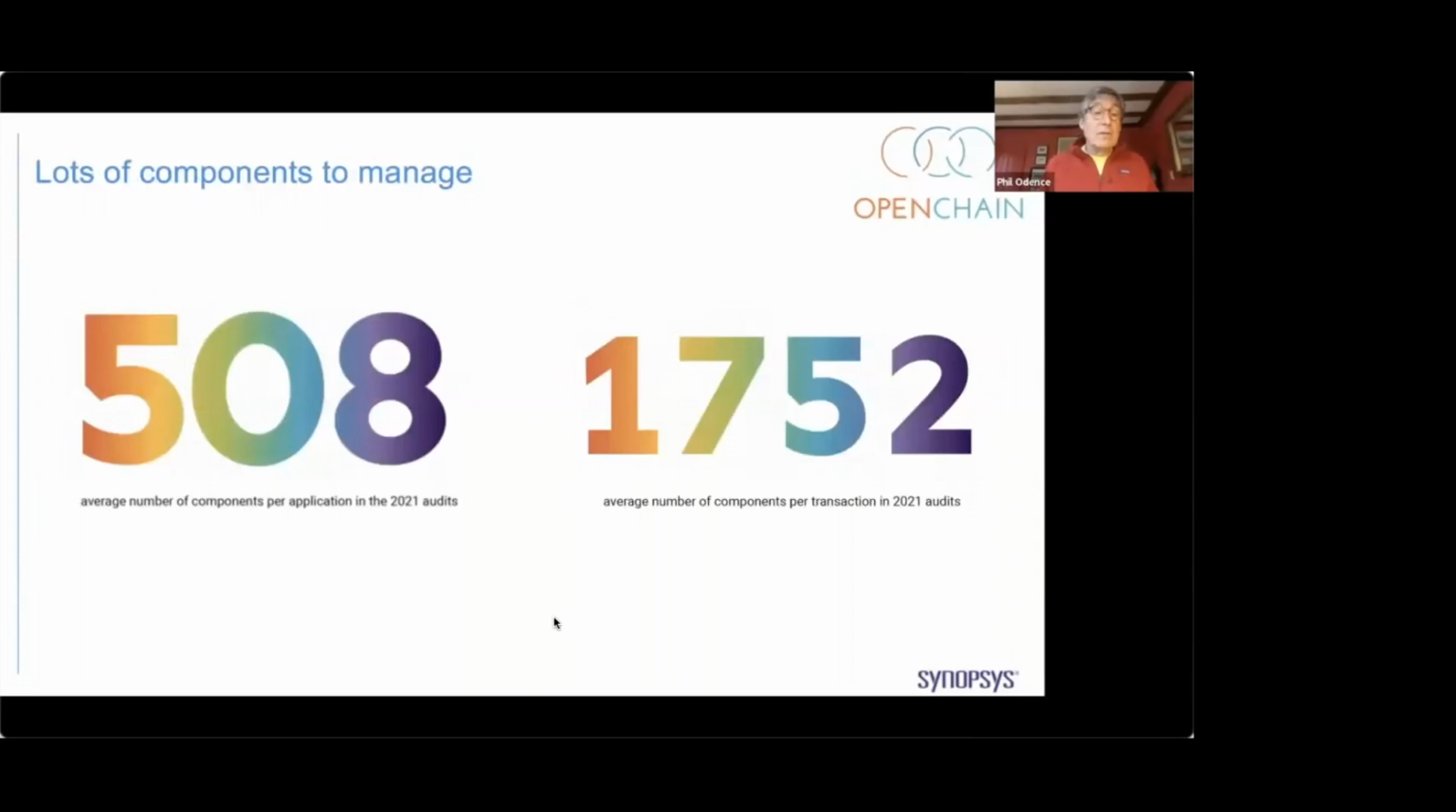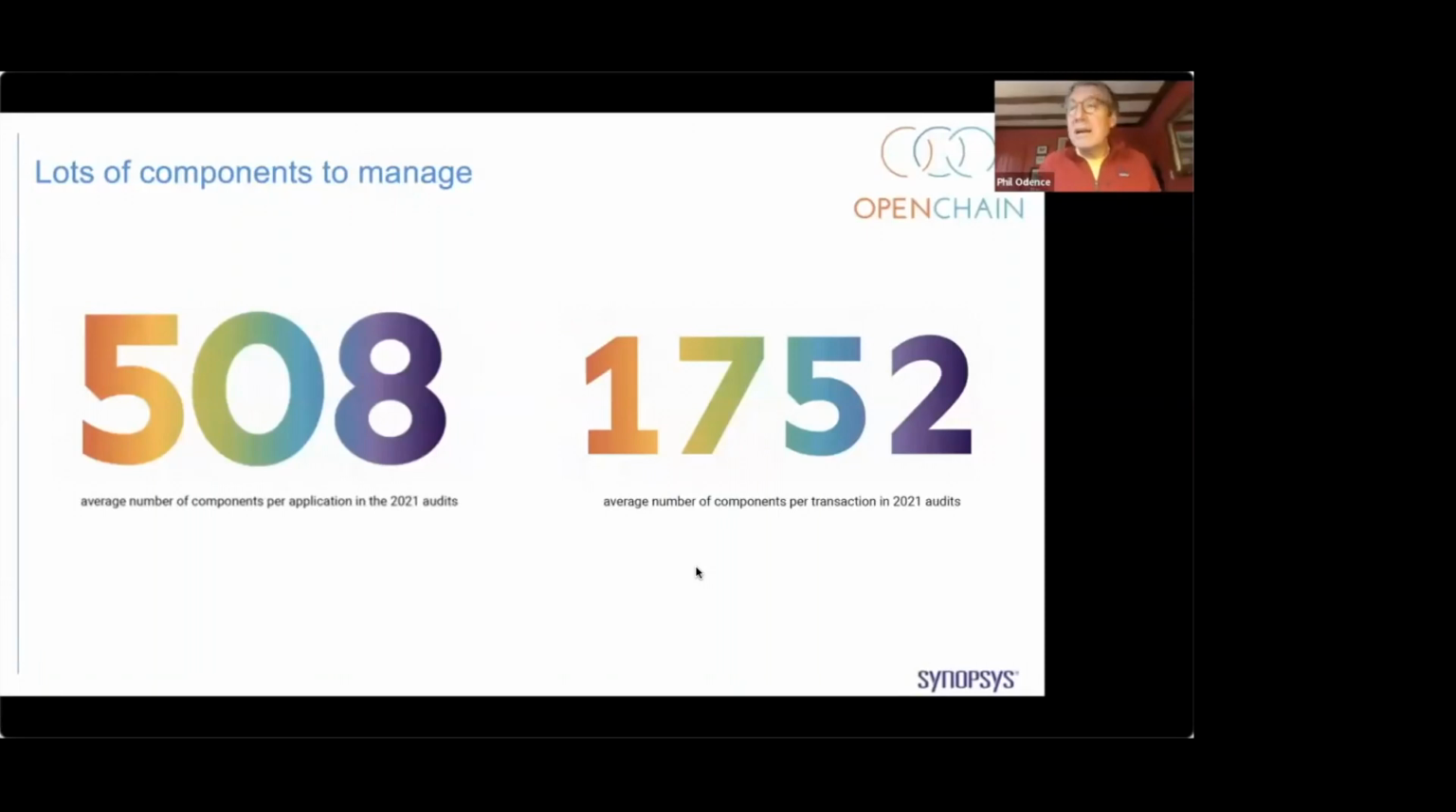On a per code base basis, it's about 500, and then across transactions, it's not 4 plus times 500, but it's about 1,700. The reason it's not 4 times is there is some overlap in types of components across applications.